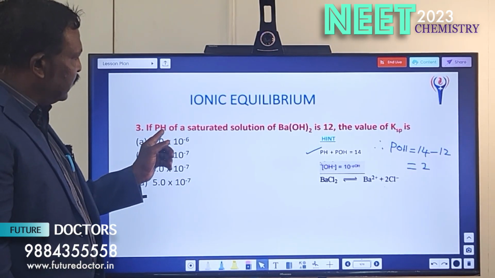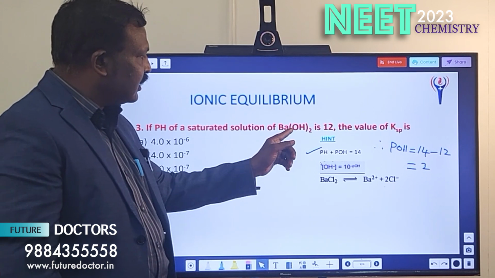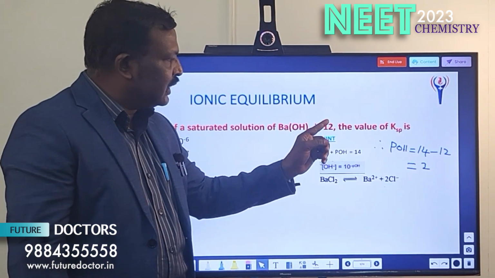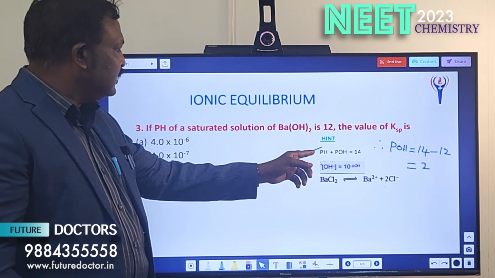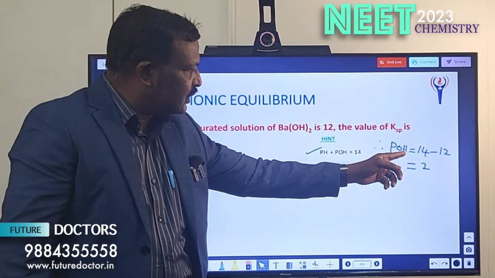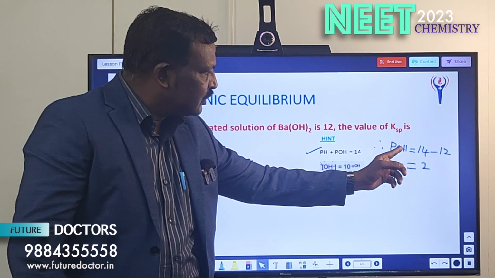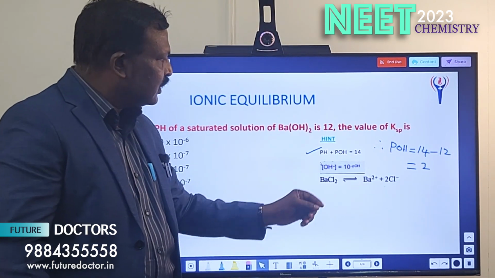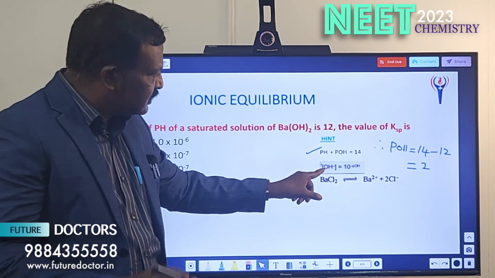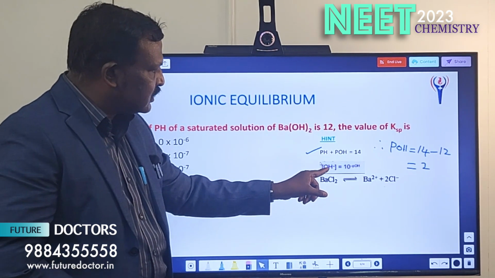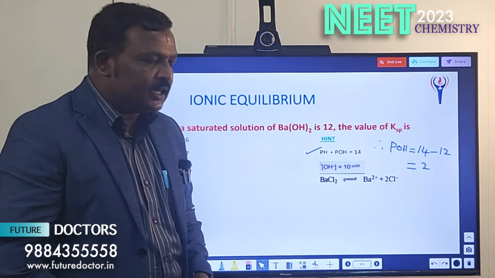The question: if the pH of a saturated solution of barium hydroxide is 12, find the value of KSP. As usual, when pH is given, we can find out pOH. So pOH is 2. If you know pOH, we can find out the OH minus ion concentration. For this also we have one formula: OH minus concentration is equal to 10 power minus pOH.